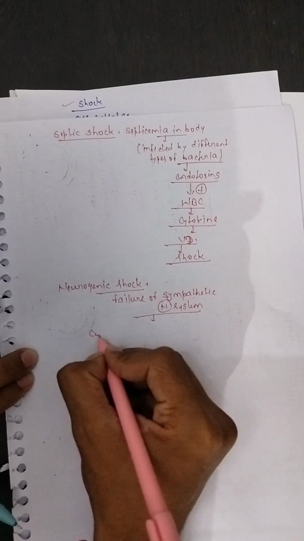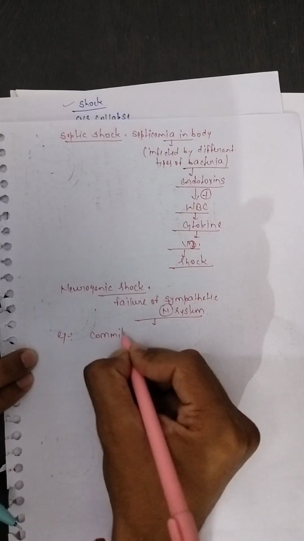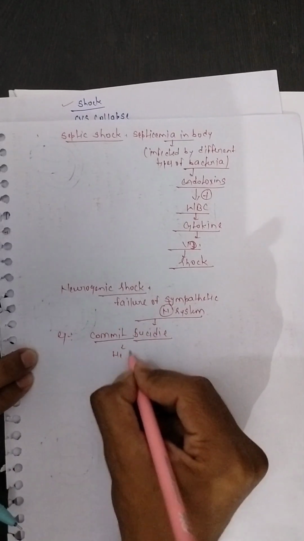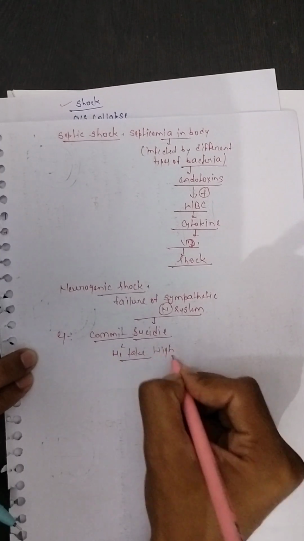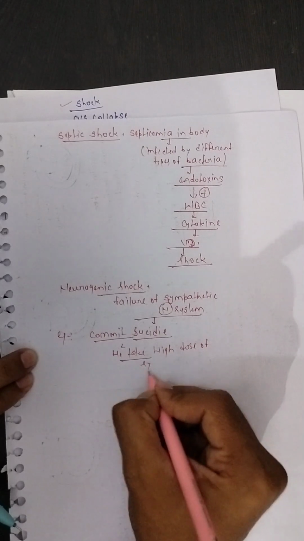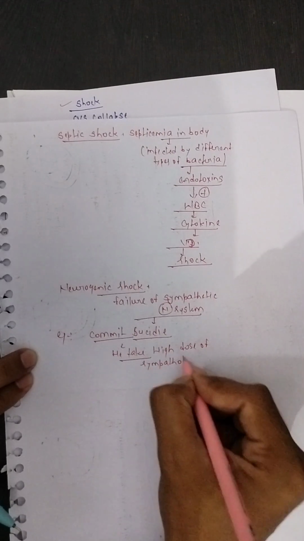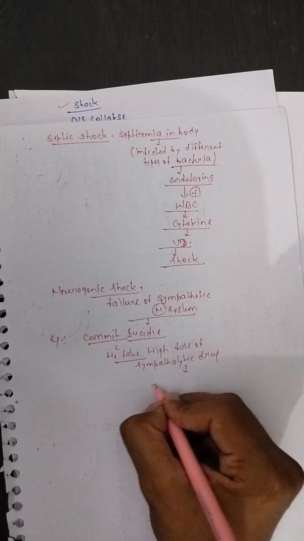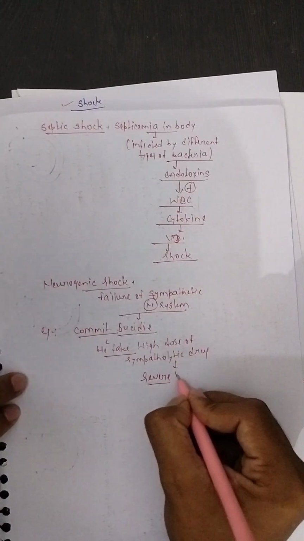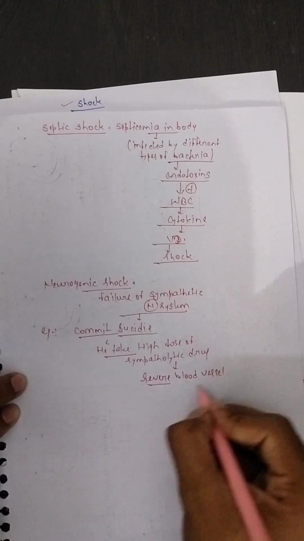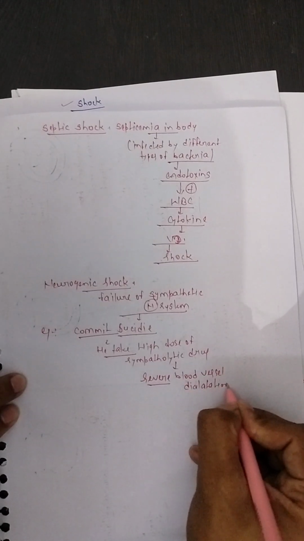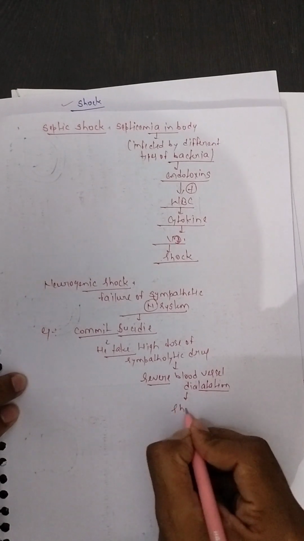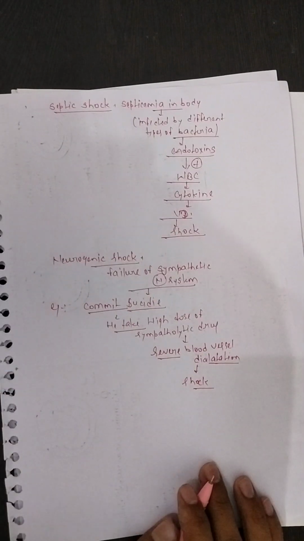What happens if a person commits suicide? Suppose, for example, a person commits suicide and takes a high dose of sympatholytic drugs. These drugs cause severe vasodilation, severe blood vessel dilatation, and due to this dilatation, these conditions lead to shock. So this is about neurogenic shock.